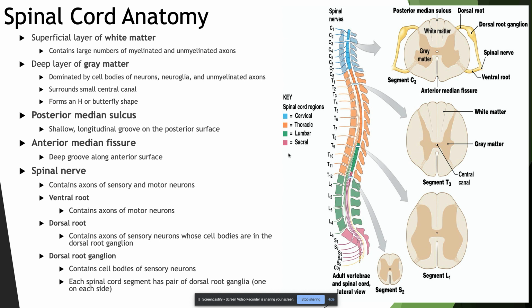Part of the functional organization, keep in mind the functional component of the white matter is divided into tracts. So you have the ascending tract, which carries sensory information towards the brain, and the descending tract, which carries motor information from the brain to the spinal cord.